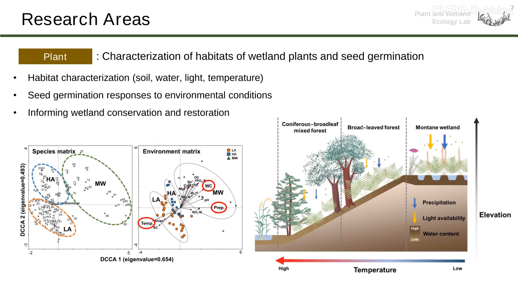Wetland plants are strongly influenced by soil, water, light, and temperature. We study how these environmental factors affect seed germination and early growth. This research helps explain plant distribution patterns and supports wetland conservation and restoration. In this study, we compared plants from 3 different habitat types. By dividing habitats and comparing them, we can clearly see how environmental conditions shape plant growth.